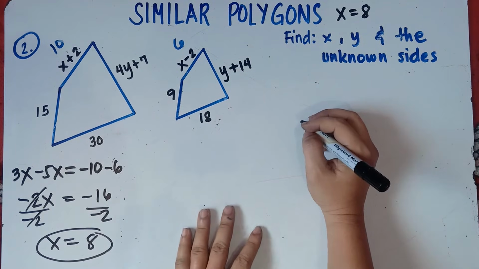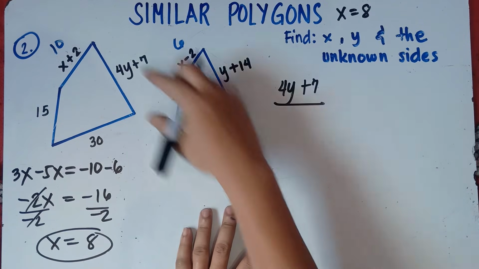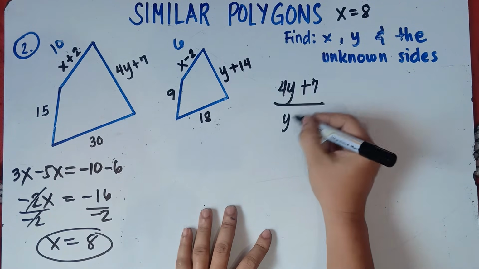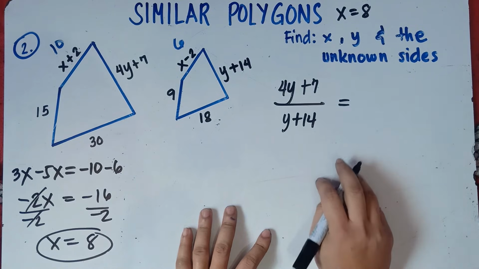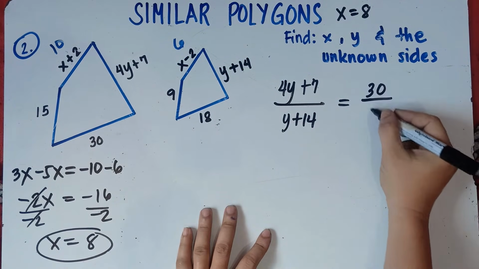Alright, let's find y. So this will be 4y plus 7 over this side, over y plus 14, is equal to this side over this side, 30 over 18.